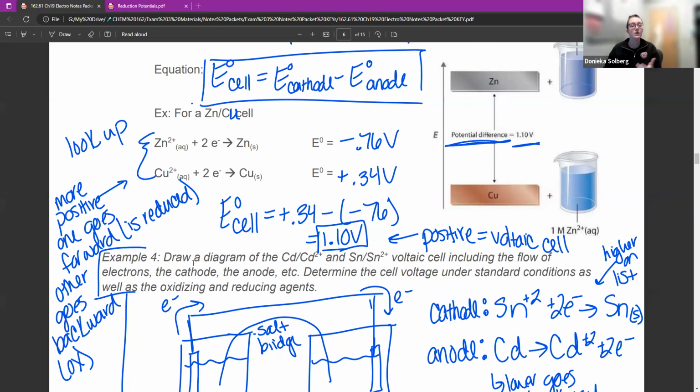Okay, so what I want you to do for example number 4 is draw a cell of cadmium and tin. You do have to figure out which one's going to be cathode and which one's going to be anode. Don't look at the answer yet. And then determine the cell voltage under standard conditions, as well as the oxidizing and reducing agent. So take a pause and give it a try.